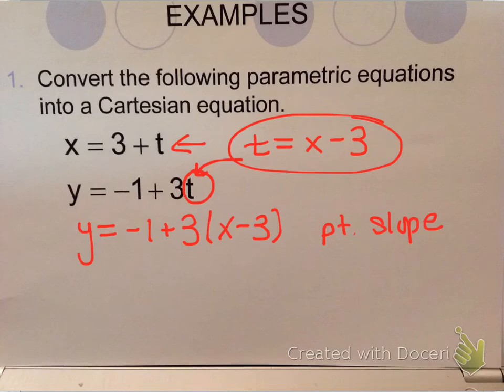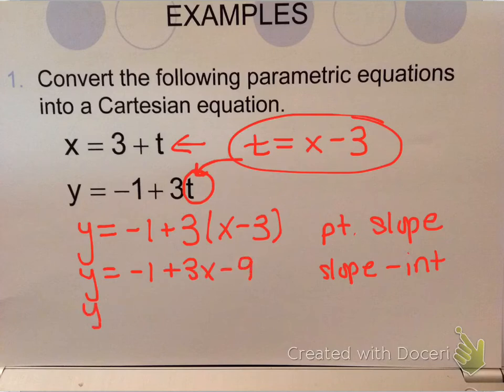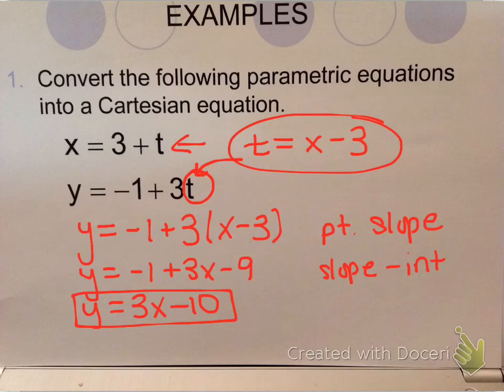But let's say hypothetically that I'd asked you for a slope-intercept form. So you would want to go ahead and distribute. So you would get 3x minus 9, and so you would end up with y equals 3x minus 10. There's your slope-intercept form. Keep in mind, I could also ask you for standard form, big hint.